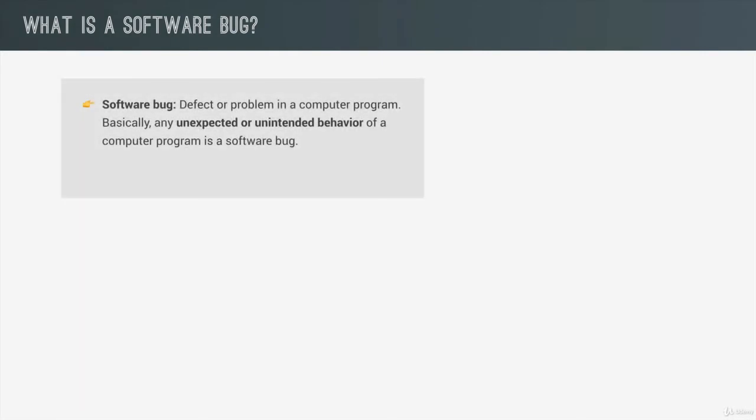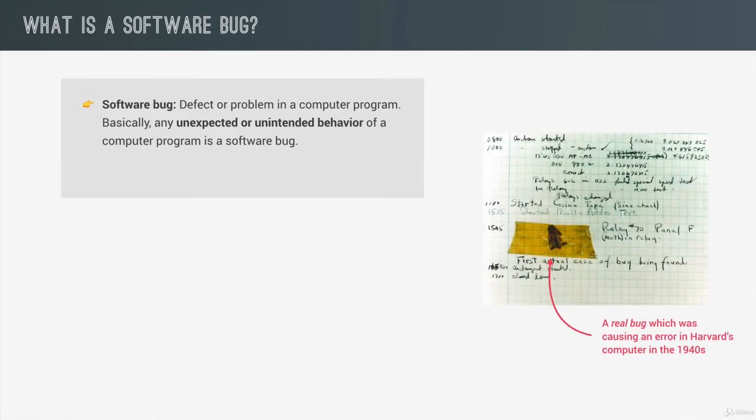So first of all, as you might already know, a software bug is a defect or a problem in a computer program. So basically, any unexpected or unintended behavior of a program is called a bug. And the actual term bug was coined in the 1940s when this real bug was causing an error in Harvard's computer. Now, there are many reasons for bugs in programs, but what matters here is that bugs are a completely normal part of software development, because we are humans and humans make mistakes.